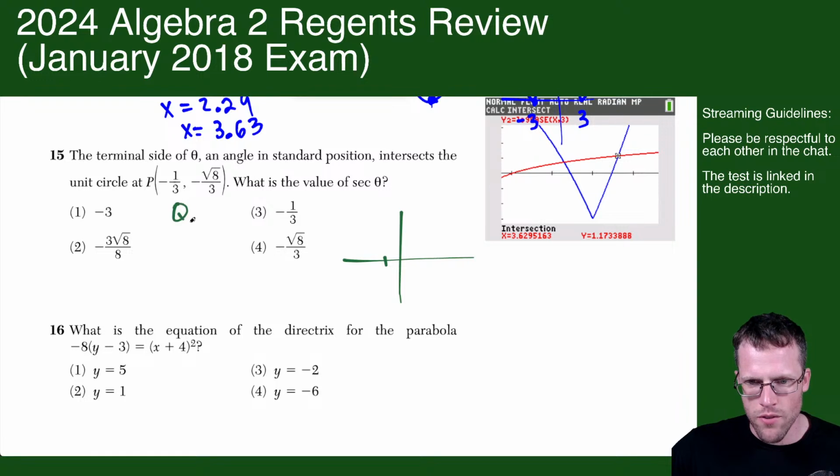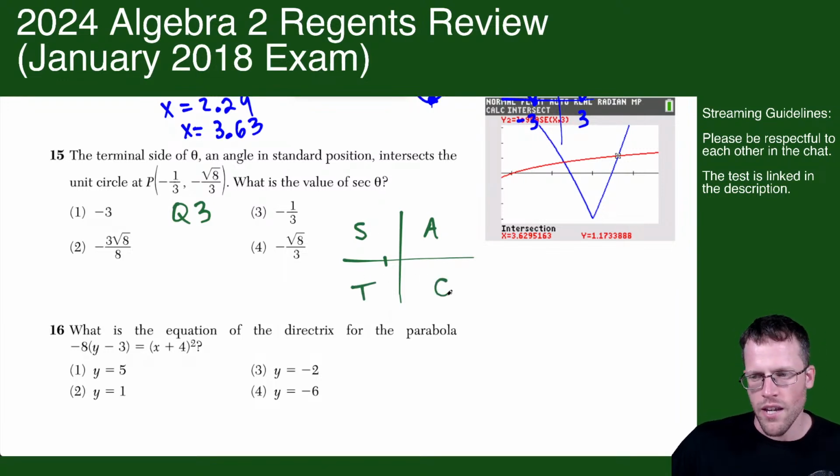So this is in quadrant 3. Oh, this is helpful. Ready? ASTC. What does this mean? It means all students take crack. No, this means all, sine, tangent, cosine. So all of the trig functions are positive when you plug in an angle from quadrant 1. Okay?